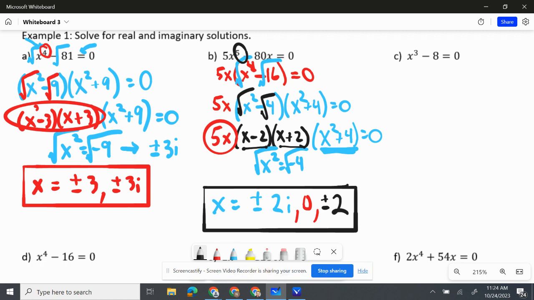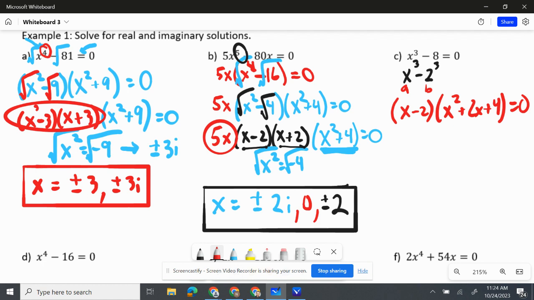Now for letter C, this right here is a difference of cubes. So it would be x to the 3rd minus 2 to the 3rd. So my a value is x, my b value is 2. When I factor it, I get x minus 2, x squared plus 2x plus 4 is equal to 0. Now the problem with this one is that our trinomial does not factor. So what we have to do is use the quadratic formula.